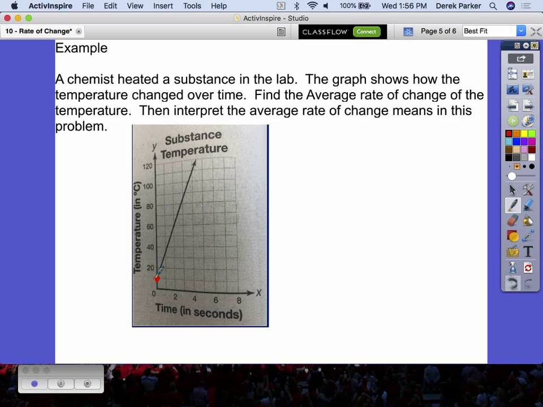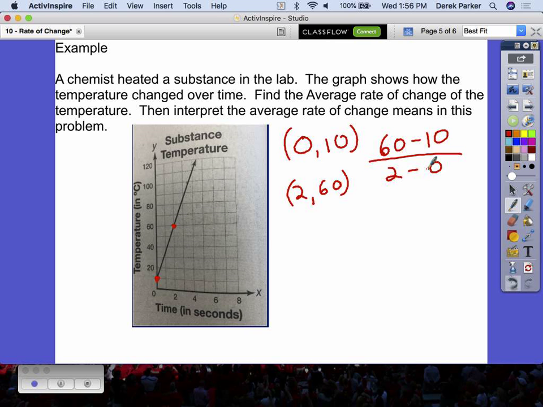0, 10, 2, 60. 60 minus 10 divided by 2 minus 0. And I get 50 divided by 2, which is 25.